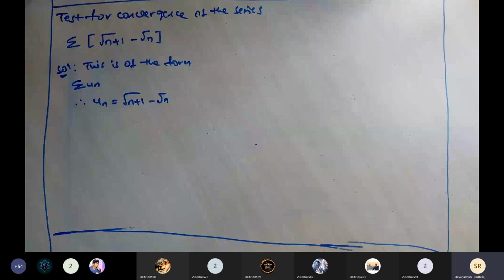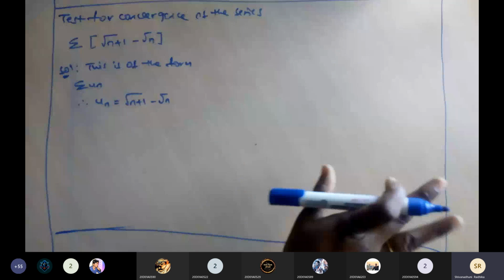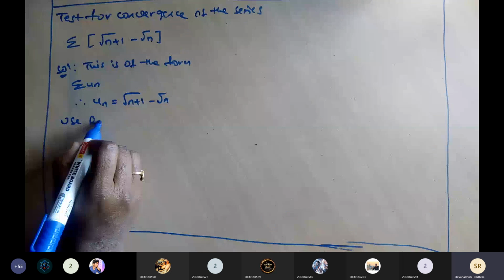See, using rationalizing, we can first simplify the given un, and then we find the Vn term by using the rationalizing. When the given series doesn't have any denominator, then we go for the rationalize method. Now use rationalize.